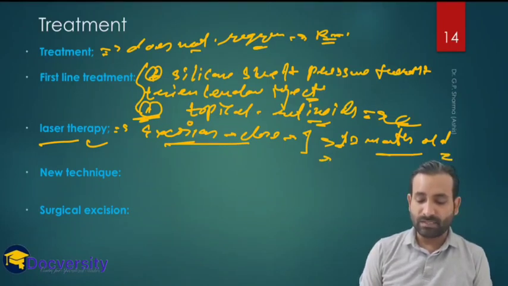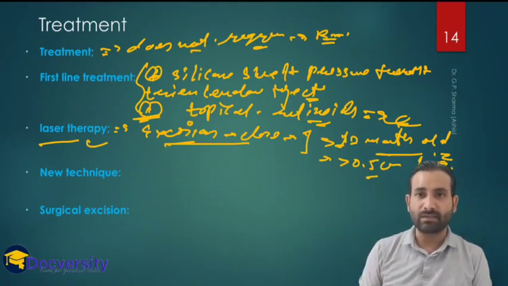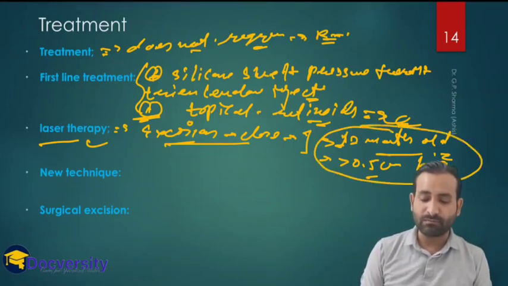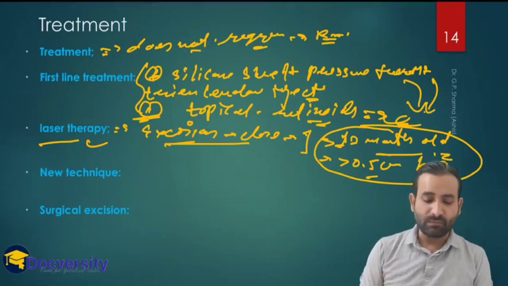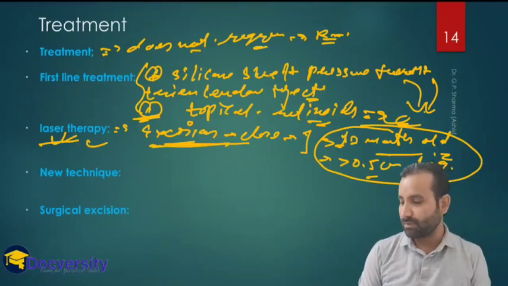And if the size is more than 0.5 centimeter, the height of the keloid is more than 0.5 centimeter, and if it does not heal for more than 12 months by this treatment, then we go for the laser therapy, right? So in the laser therapy, first of all we do the excision, we close the wound, and then we apply the lasers. Is that okay? We apply the radiations. Is that okay?